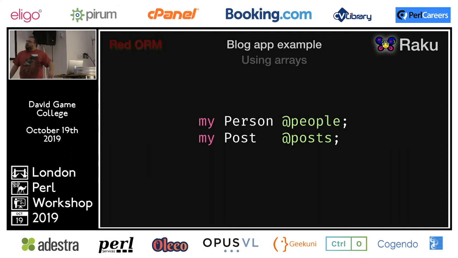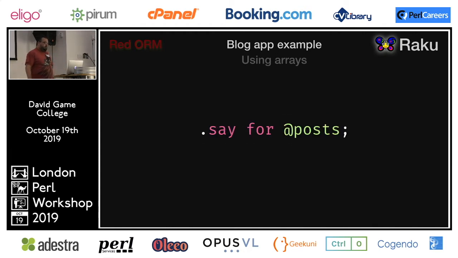You could write two arrays for that. One typed array for person, so for people, sorry, and another one for posts. And that would be very easy to do blog stuff with. So if you, for example, would like to get all posts of that blog, you would only say for @posts, and it would return every post on your array.